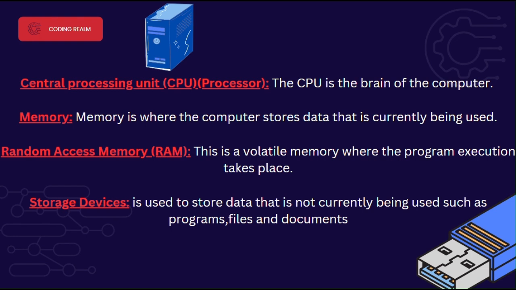RAM is a volatile memory, which means that it loses its content when the power is turned off. This is because the RAM is powered by the computer's power supply. When a program is executed, the CPU loads the program code into RAM. The CPU then executes the program code one instruction at a time. The data that the program needs to execute is also stored in RAM.